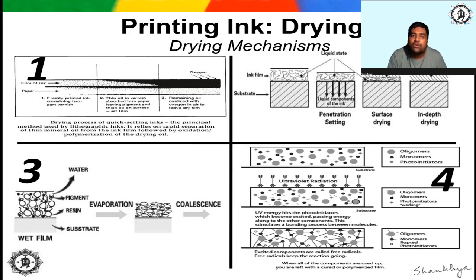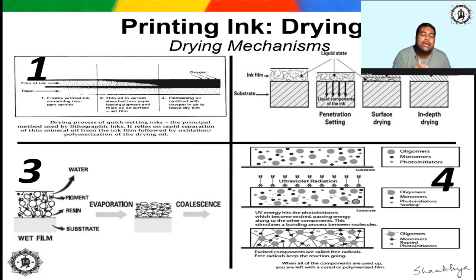So when this happens, you have a fully formed layer of UV ink on the substrate and it has dried up. Okay, this slide is very important because it provides a holistic view of all the mechanisms through which most of the inks that we use in the conventional printing methods dry up. Just a summary: 1 refers to quickset, which primarily dries through oxidative polymerization, and secondarily through absorption or penetration into the paper.